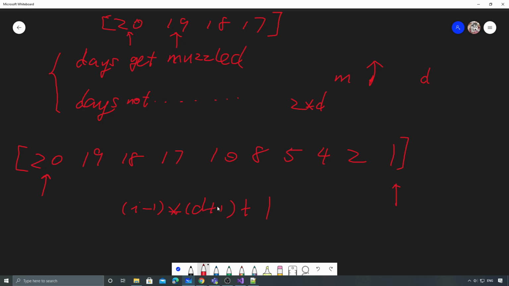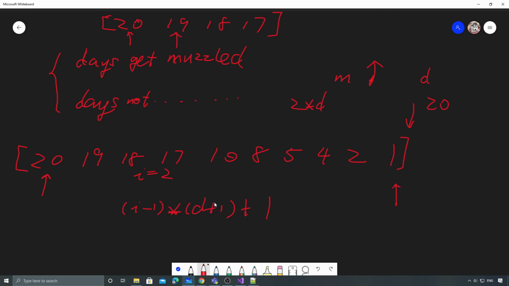So let's say i is equal to 2. So basically, we have, let's say, 20 and 19. On the first day I'll use 19, and then I'll move the 20 to the end of this array here, so that the last one will not get muzzled for another d days. That's why the total muzzle days will be i minus 1 times d plus 1.